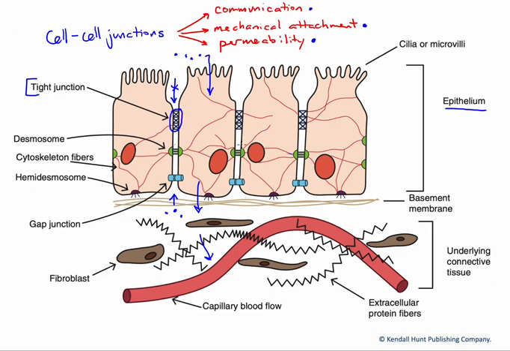In our second category of function, we have the mechanical attachments. We're going to look at the desmosomes and the hemidesmosomes. Now, the desmosomes utilize cadherin proteins, and their function is to link cells to each other in a structural fashion. In other words, creating mechanical connections that keep these cells from coming apart.